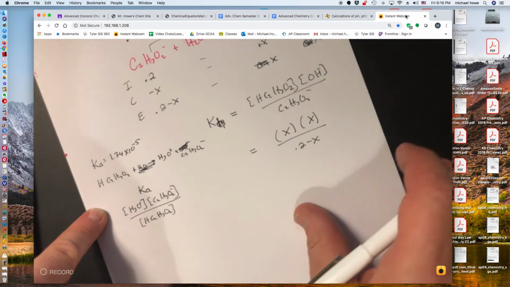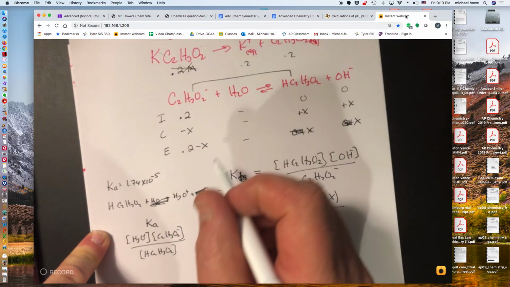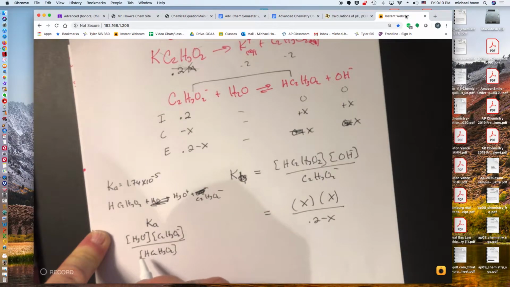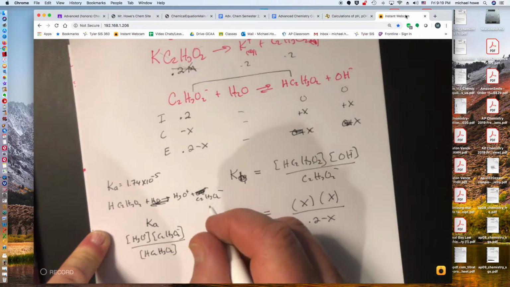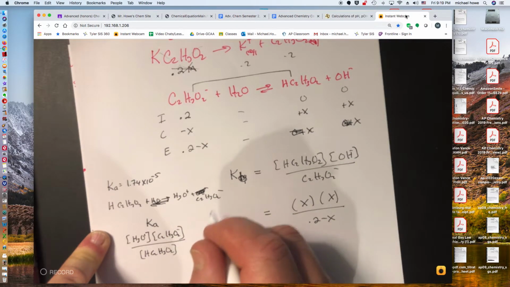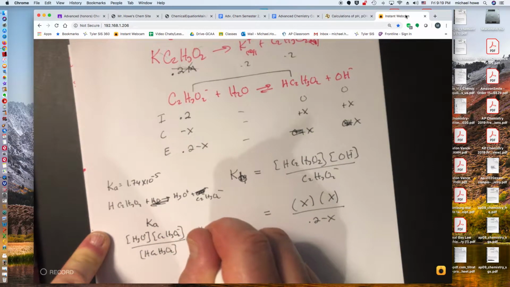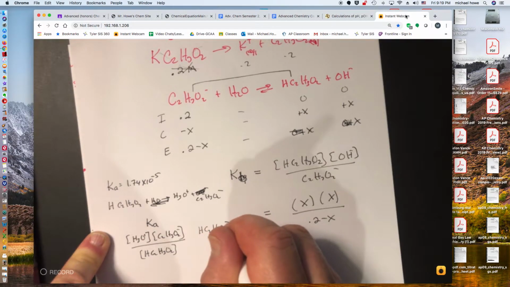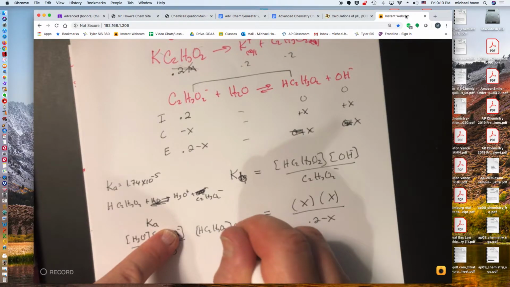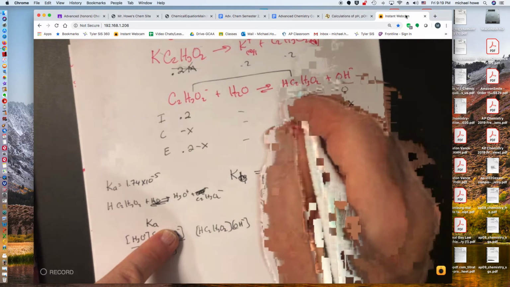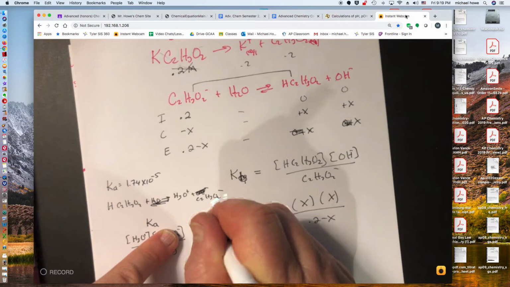Okay, now I'm going to write Kb for the reaction of the ion with water. Did you notice, by the way, that I left water out of this? Because water is a liquid, you don't include liquids in the expression. So on this one, this reaction of the ion up here, I'm going to have on top HC2H3O2 multiplied by the OH, and once again, I'm using these things here. And on the bottom, I'd have that acetate ion. And that would be a Kb.